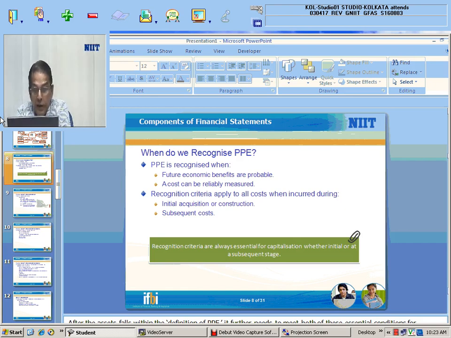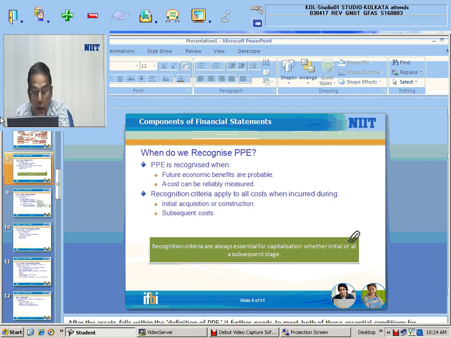So if an asset doesn't provide future economic benefits, then although it meets the definition of PPE which we discussed earlier, it cannot be recognized in the books. If there is an asset which meets the definition of PPE, but there may not be any future economic benefits from the use of the asset, it cannot be recognized in the books. So both these are essential conditions for recognition of the PPE in the books.